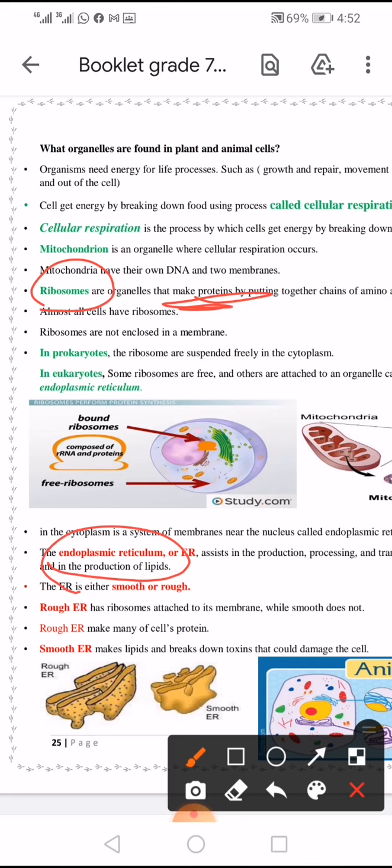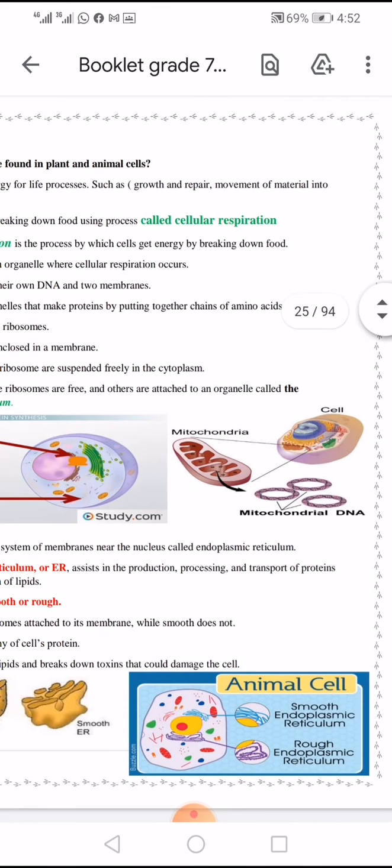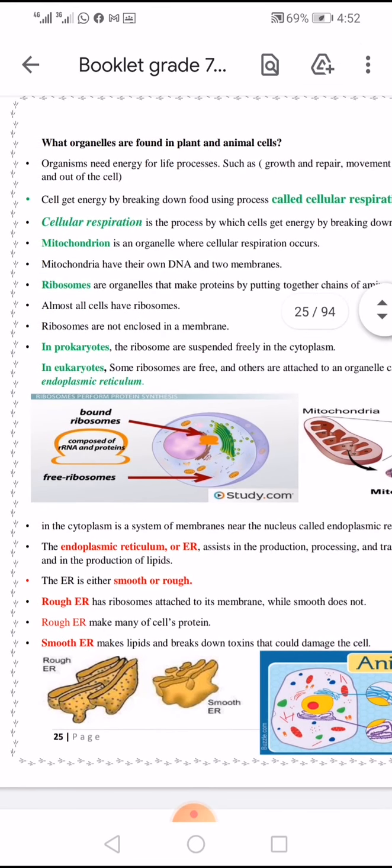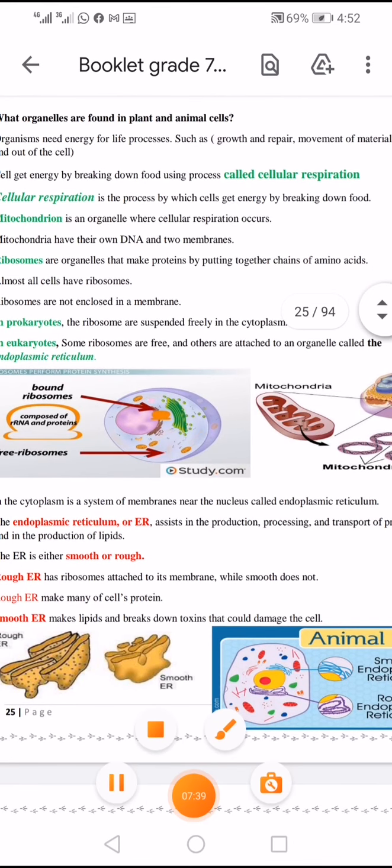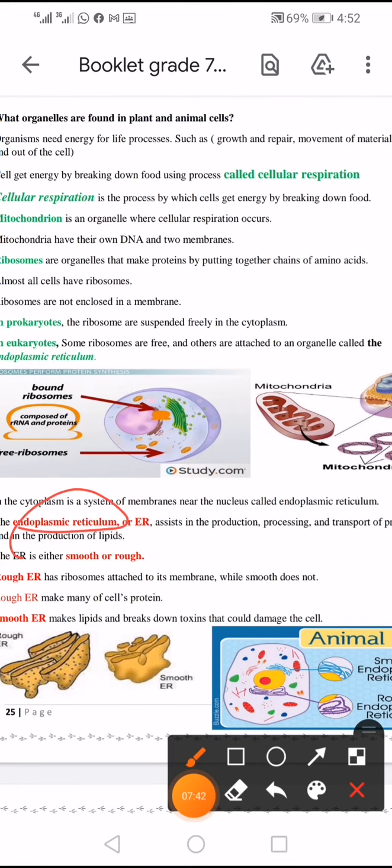So what's important about the endoplasmic reticulum? It assists in production, processing, and transport of protein. Just assist, while ribosomes make a protein by collecting amino acids together to form a protein. The endoplasmic reticulum also produces lipids, or fats. So the endoplasmic reticulum has two functions: assisting in the production and transport of proteins, and the production of lipids, which are fats.